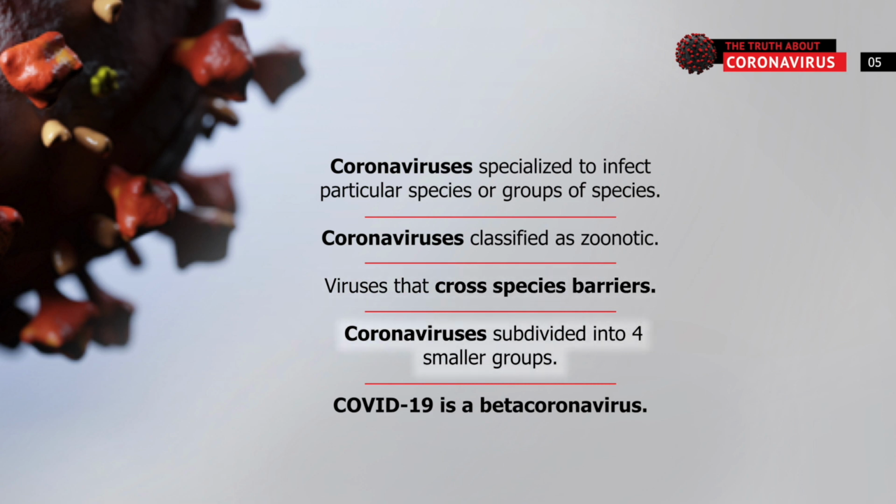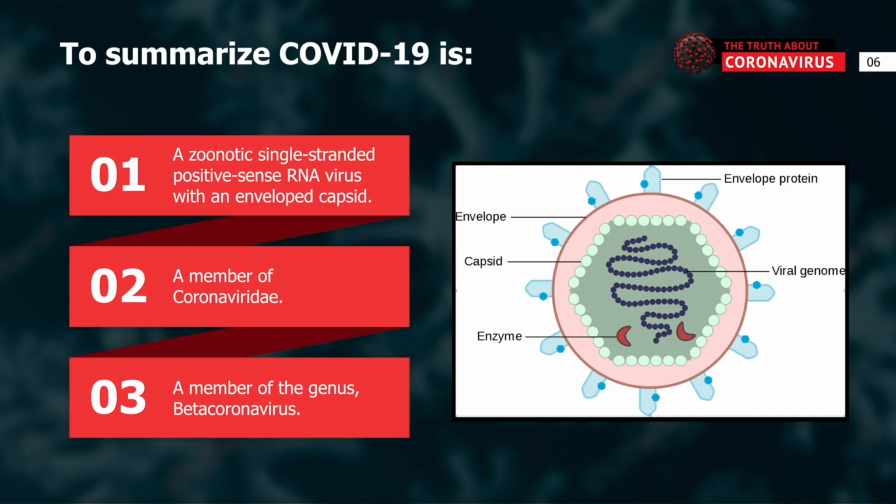Coronaviruses are further subdivided into 4 smaller groups or genera, including alpha, beta, gamma, and delta coronaviruses. COVID-19 is a beta coronavirus. To summarize, COVID-19 is a zoonotic, single-stranded, positive-sense RNA virus with an enveloped capsid, a member of Coronaviridae, a member of the genus beta coronavirus. Now that tells a lot about what COVID-19 is and is not.